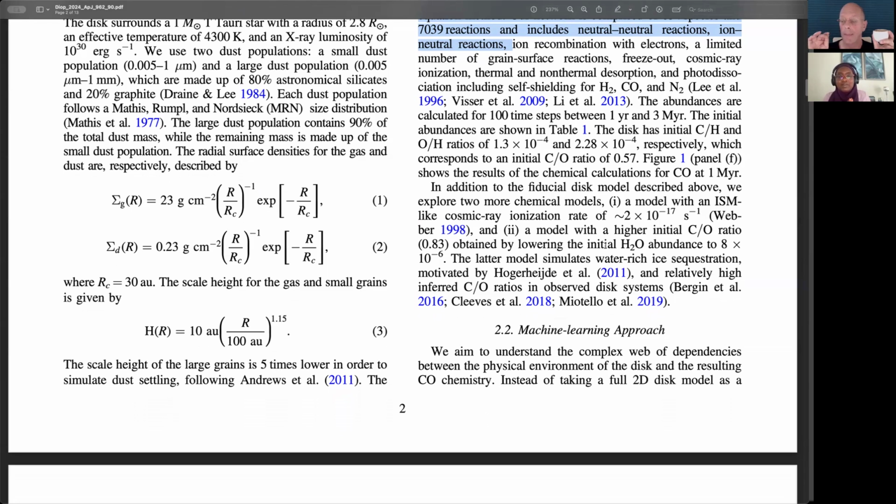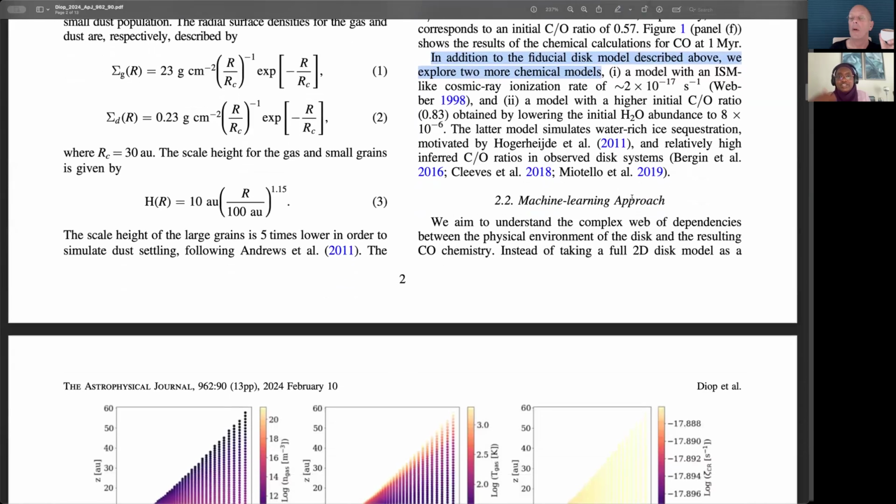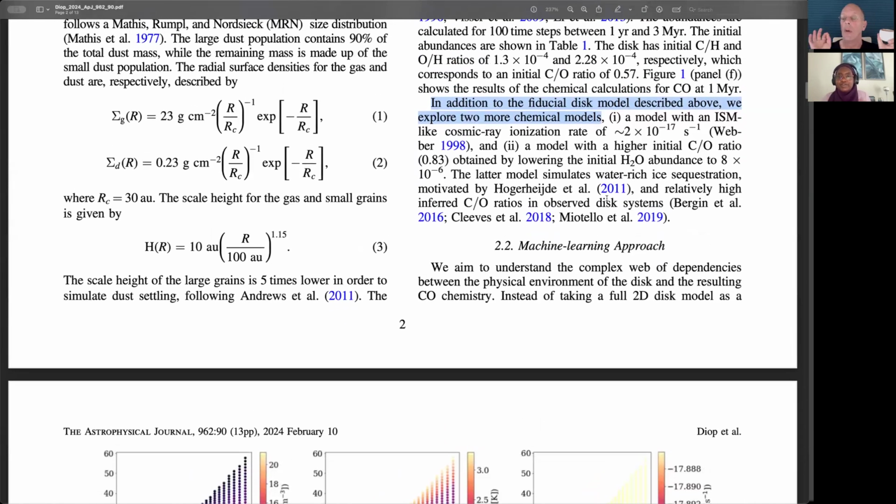We also have 2 additional models that we explored on top of that. We explored one where we have a higher cosmic ray ionization rate that's closer to the ISM value of 10 to the negative 17. And we also simulate a model with a higher initial C to O ratio, because in protoplanetary disks, we typically see C to O ratios greater than unity when we use sub-millimeter lines. So we wanted to simulate that and see what effect it would have on CO.